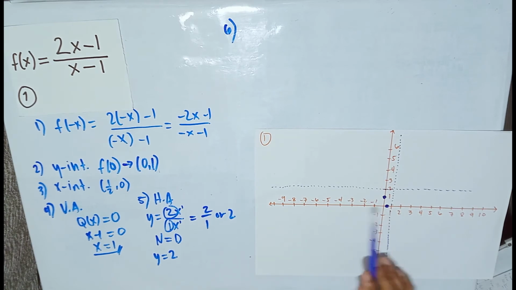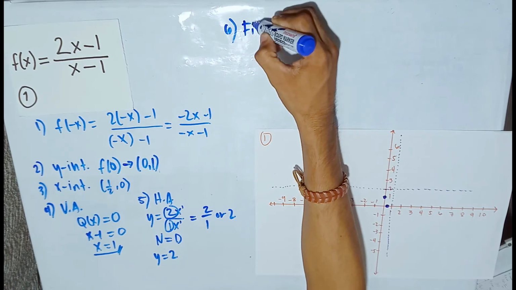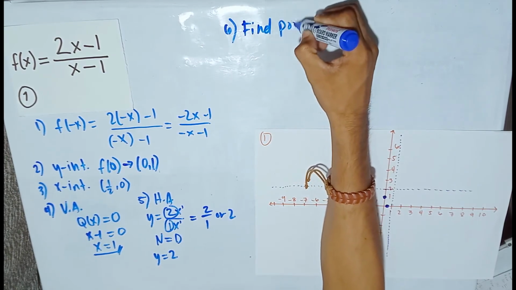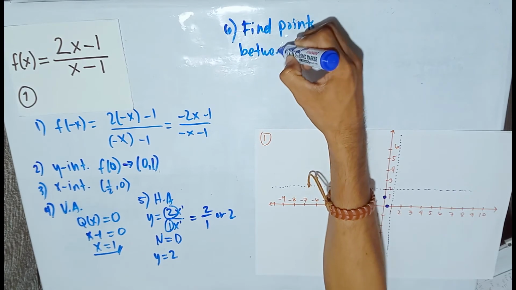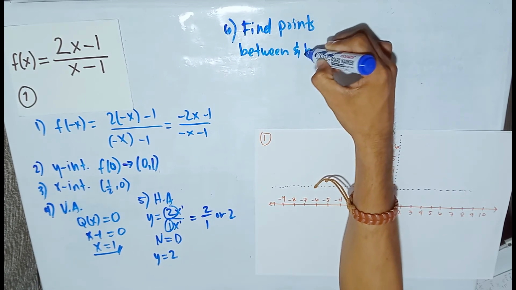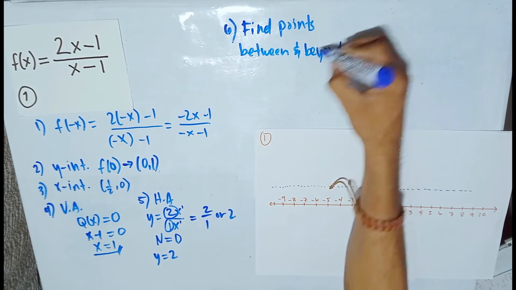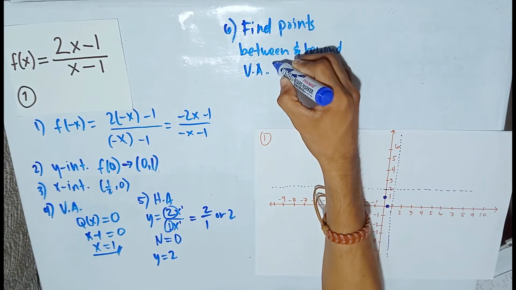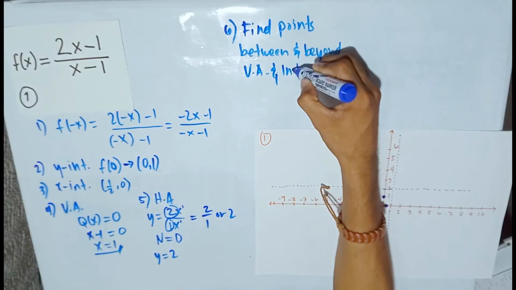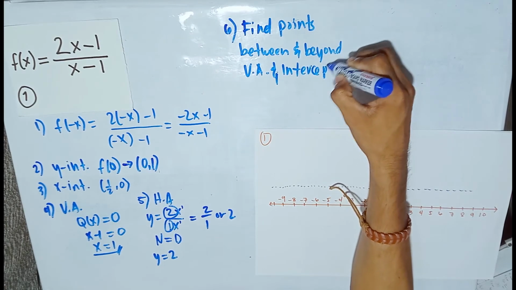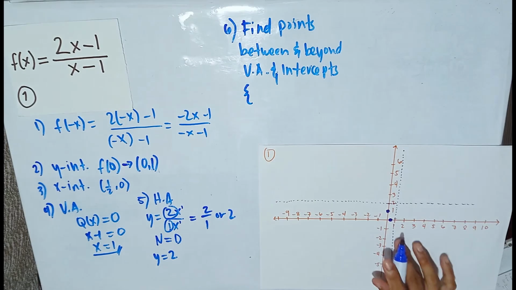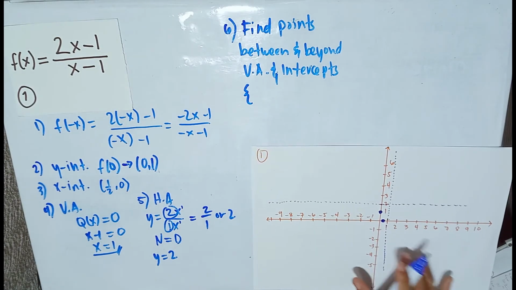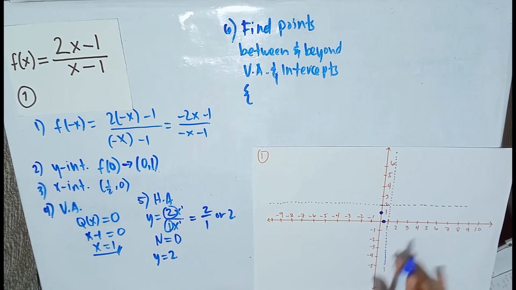Kukuha tayo ng between and beyond. We're going to find points between and beyond the vertical asymptote and also the intercepts. Okay, kuha tayo ng mga point here, or yung mga numbers between and beyond the vertical asymptote and intercept.